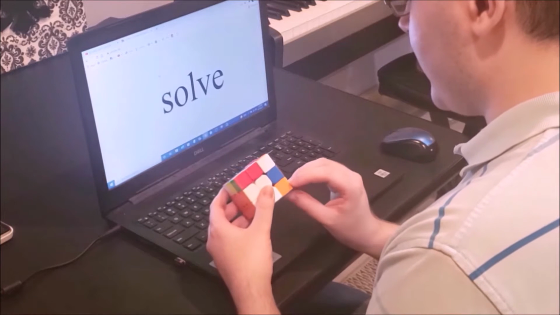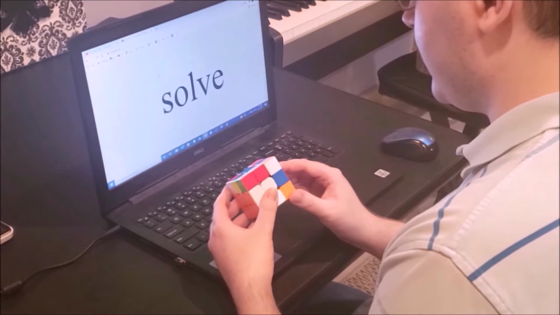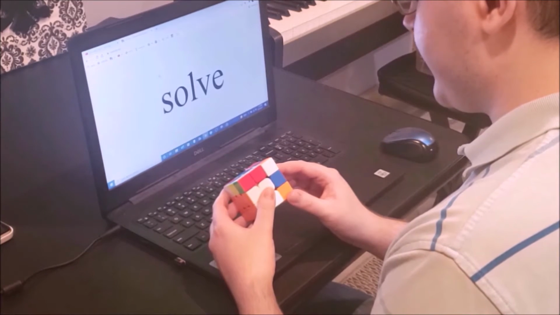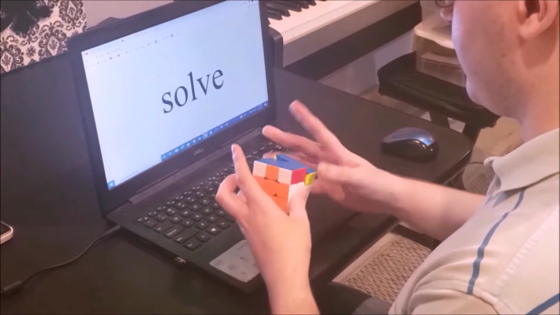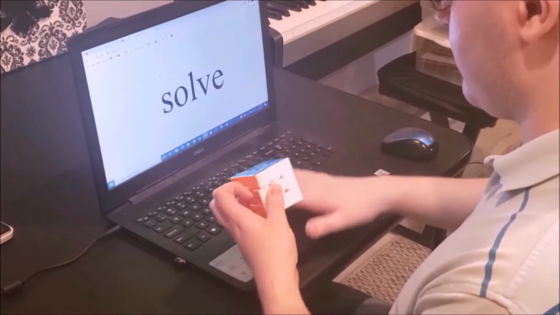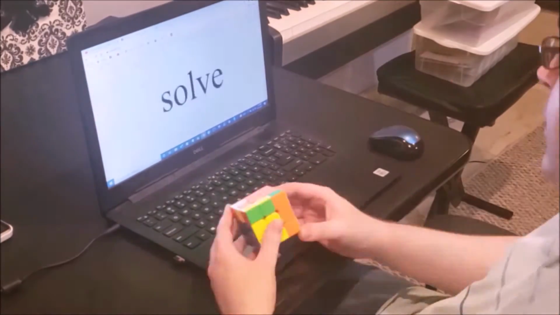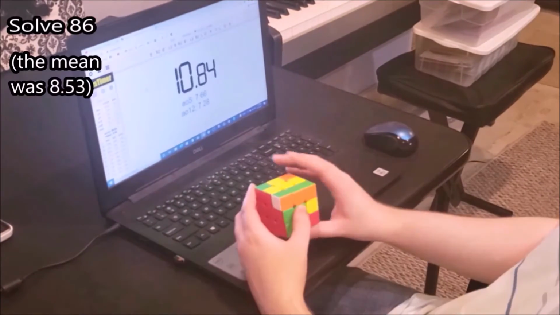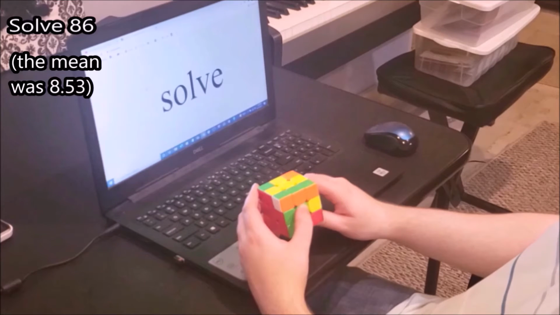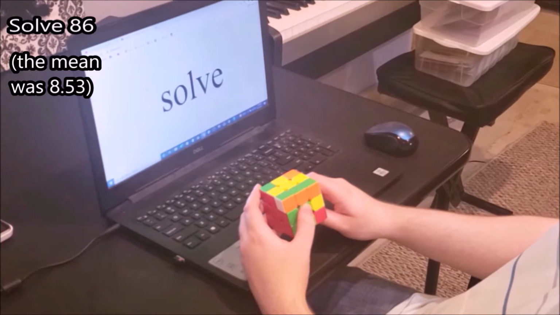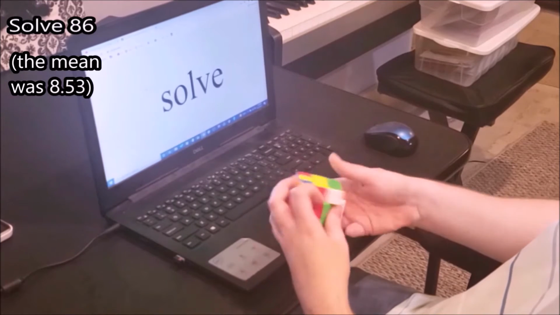You have this when this corner is facing down. You have this case, which is this. If it's facing downward, you have this.